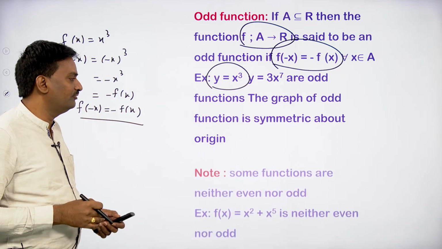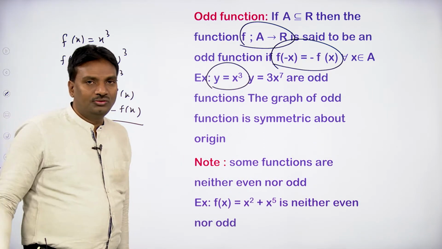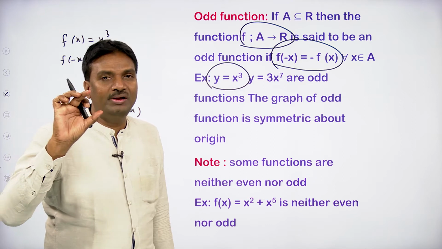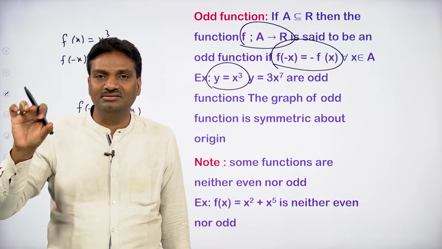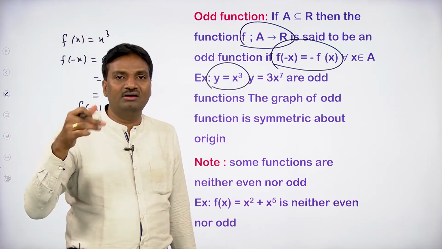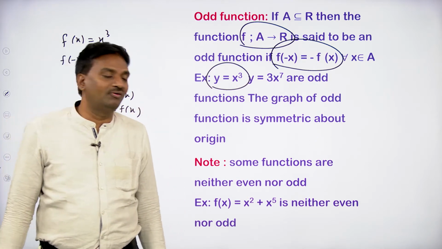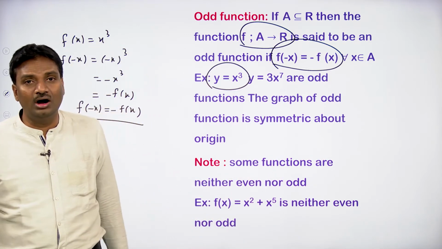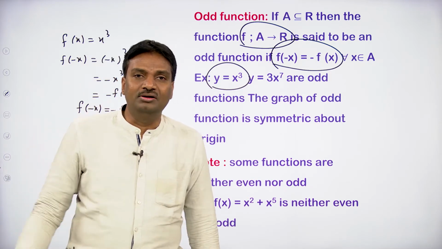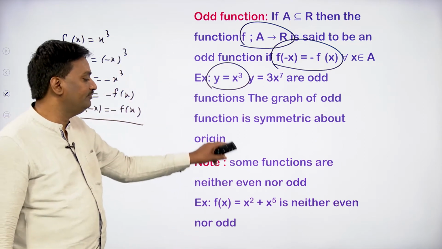Some functions are neither even nor odd functions. According to the definition of an even function, f of minus x equals f of x: in the given function, in place of x by writing minus x, if there is no change, then we can say that is an even function. If we get minus f of x, so f of minus x equals minus f of x, then we can say that is an odd function. But sometimes, in place of x by writing minus x, you will not get either f of x or minus f of x. Those functions are known as neither even nor odd functions.